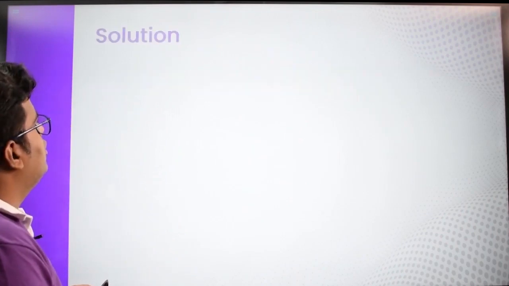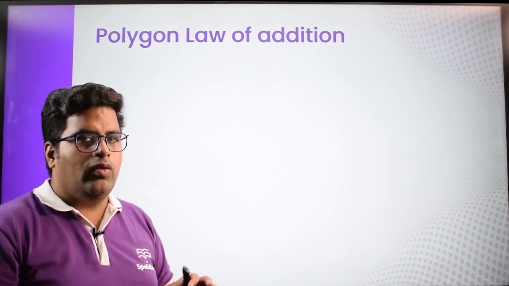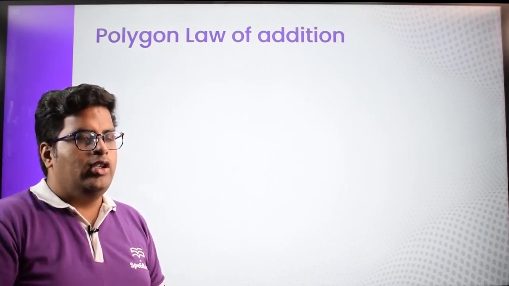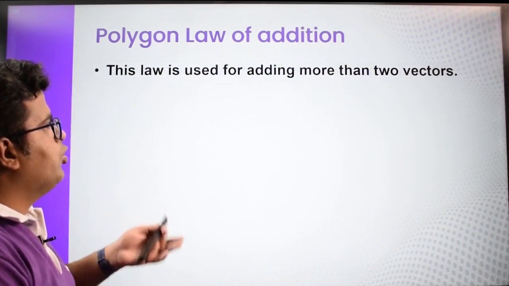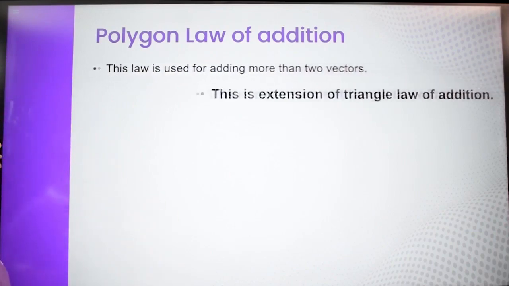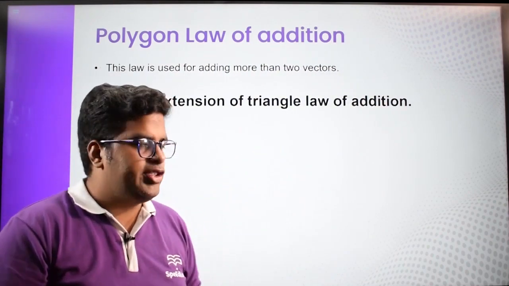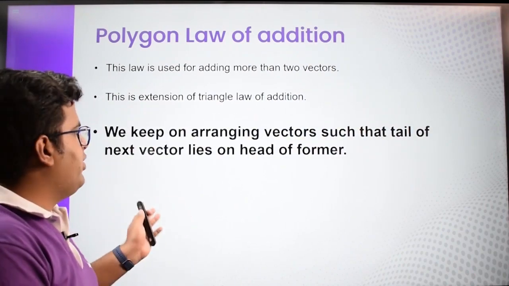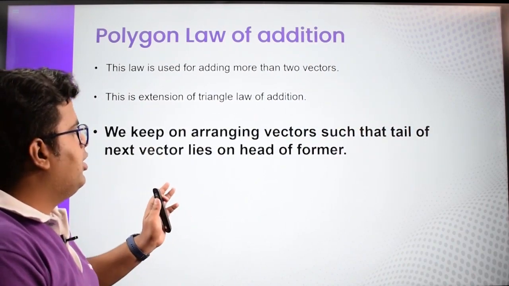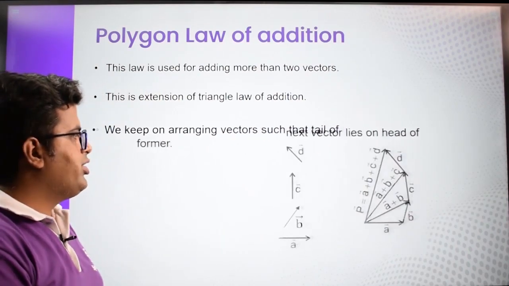Now we have the polygon law of addition. Now what is basically your polygon law? Now polygon law is basically, let's say you are adding more than two vectors. So we are going to use polygon law. Now this is again an extension of the triangle law of addition. We'll understand it. So we have an arrangement such that the next vector lies on the head of the former. So we'll see to it how it looks like.